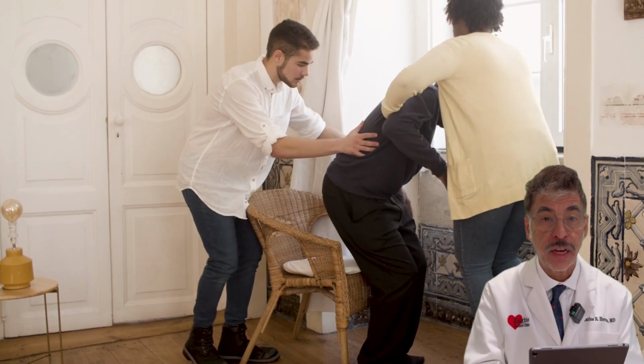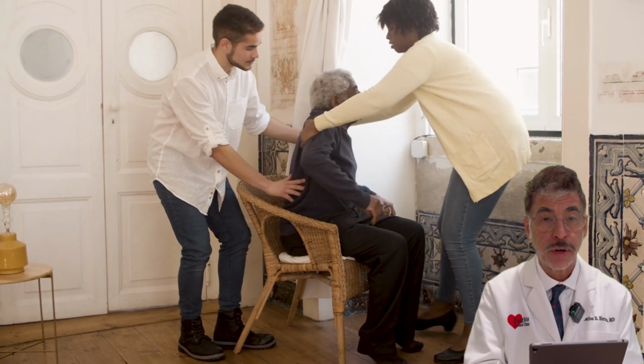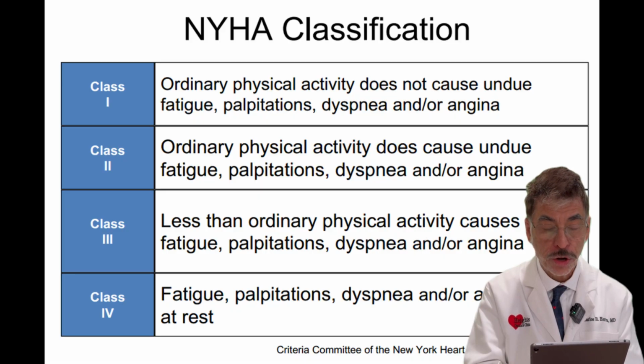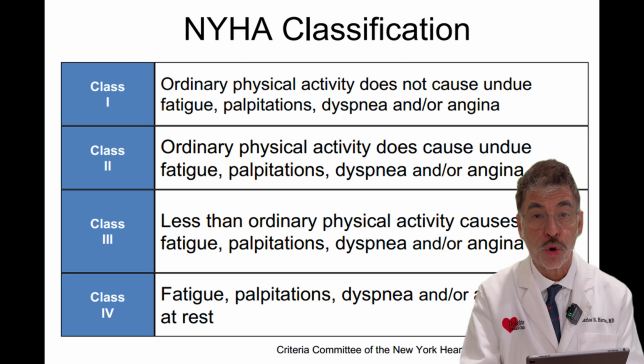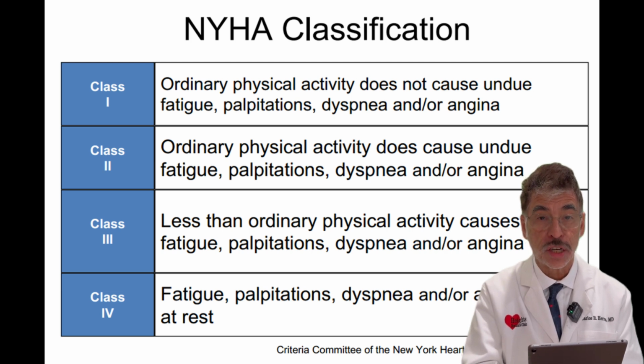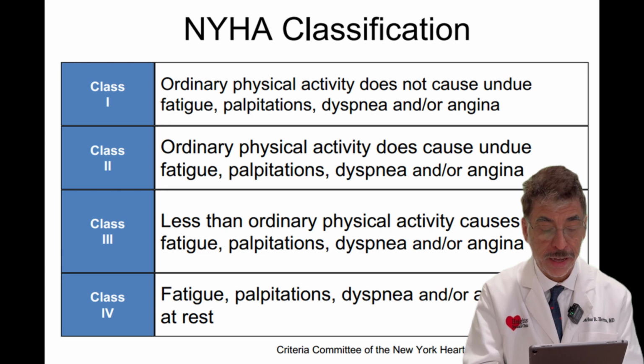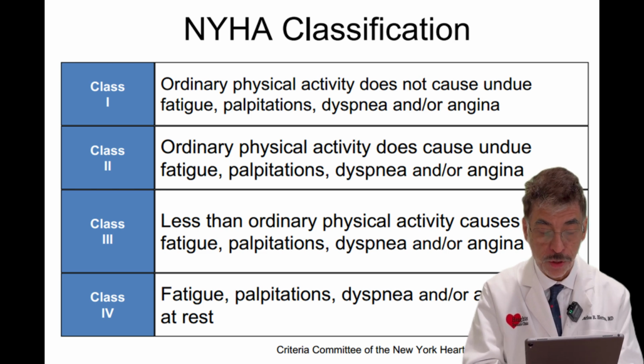Assess activities of daily living: feeding, dressing, going to the bathroom. You need a New York Heart Association classification score. That's a score related to congestive heart failure. Is the patient short of breath when walking, when sitting, when laying down? It's classification 1 through 4.